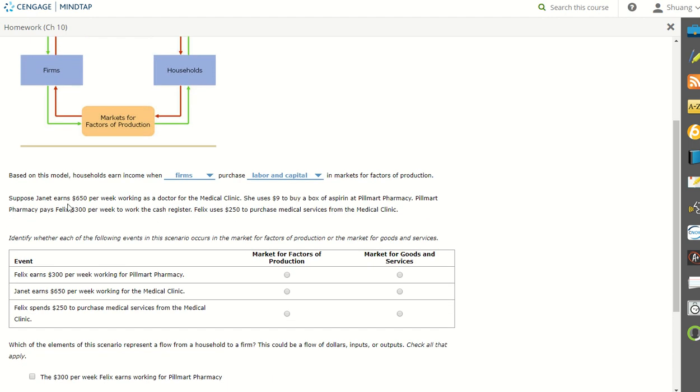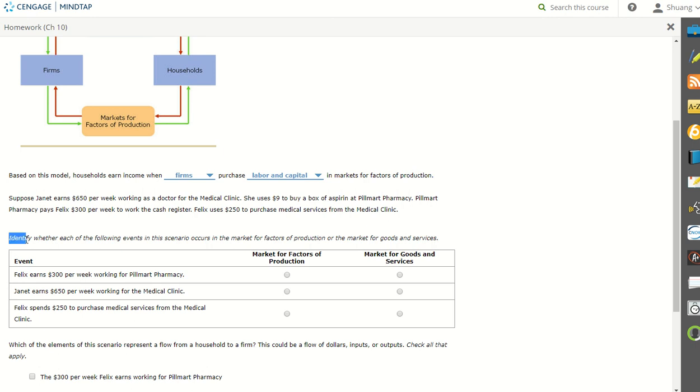So suppose Janet earns $650 per week working as a doctor for the medical clinic. She used $9 to buy a box of aspirin at Philmar Pharmacy. Philmar Pharmacy pays Felix $300 per week to work as the cash register. Felix used $250 to purchase medical services from the medical clinic.